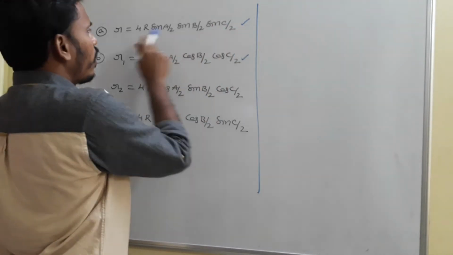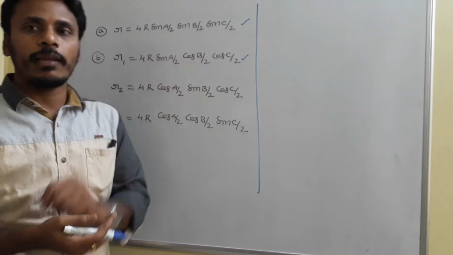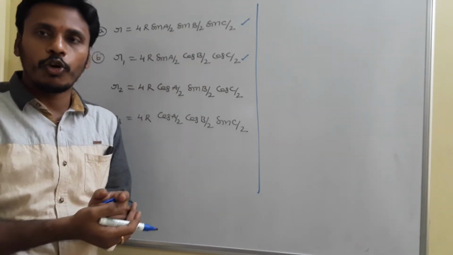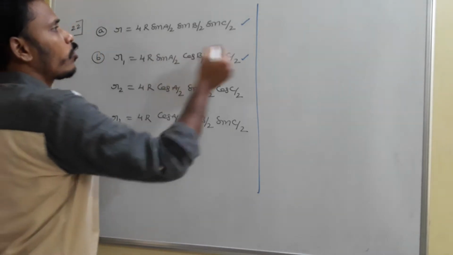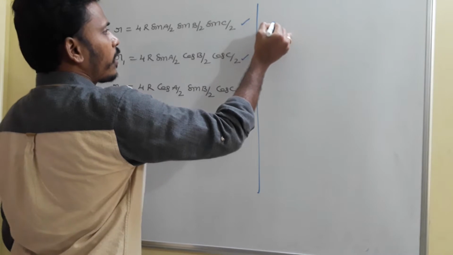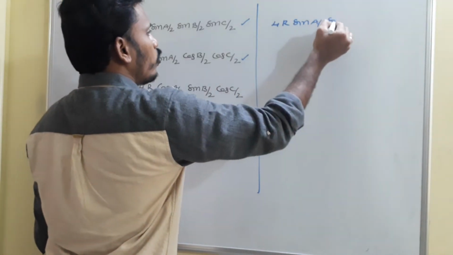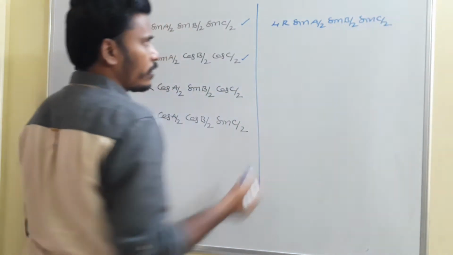Okay. First of all, small r, the inradius, is equal to 4R sin A/2 sin B/2 sin C/2. Because everything involves half of the angles like A/2, B/2, C/2, I am going to utilize the half angle formulas again. So for the first one, you need to consider 4R sin A/2 sin B/2 sin C/2. You just start with this.